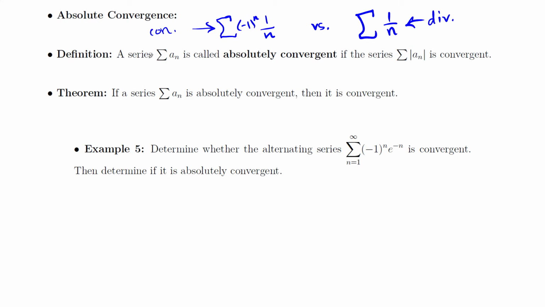So one of the things we might want to ask is, is a series absolutely convergent? So a series is absolutely convergent if literally the sum of the absolute values of all the terms is convergent. All right, and here's a theorem to follow up with that. It says if a series is absolutely convergent, then it is convergent. That just means if you can take the absolute values of all the terms and add them and get a finite number, then if you didn't have the absolute values, of course it's still convergent. Okay. So example 5 asks us to determine whether this alternating series is convergent, and then determine if it is absolutely convergent.